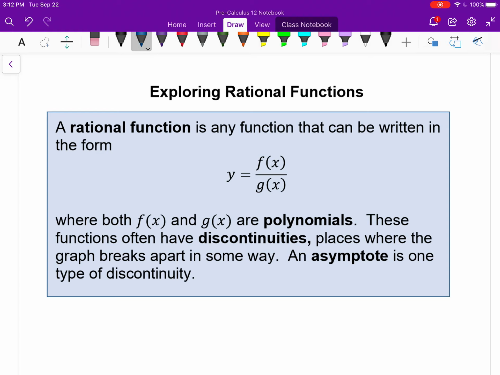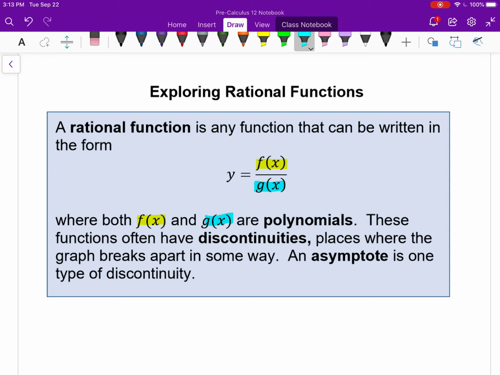In general, a rational function is any function that can be written like this, where you have f of x and g of x, but they're both polynomials. And hey, we just finished a unit on polynomials. So any function that can be expressed like this, as one polynomial divided by another, is an example of a rational function. Because there's a huge variety of polynomials and you can divide them in different ways, there's a huge variety of rational functions.